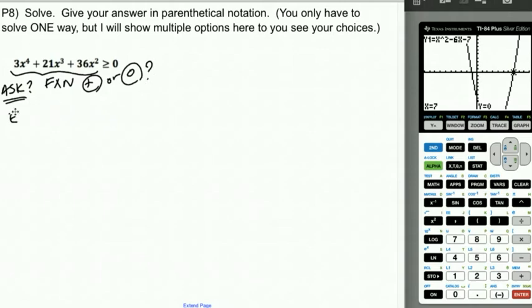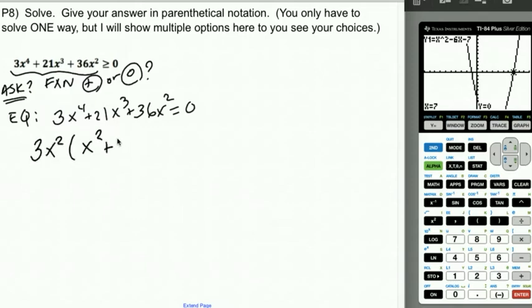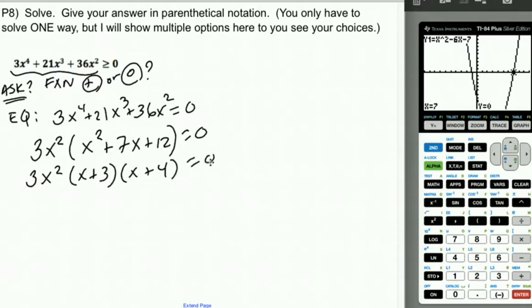So if I look at the equation, my equation is going to be 3x to the 4th plus 21x cubed plus 36x squared equals 0. I want to find the zeros. There is a GCF of a 3x squared. What's left is an x squared plus 7x plus 12. So I have 3x squared, x plus 3, x plus 4. And you can double check that that's right.